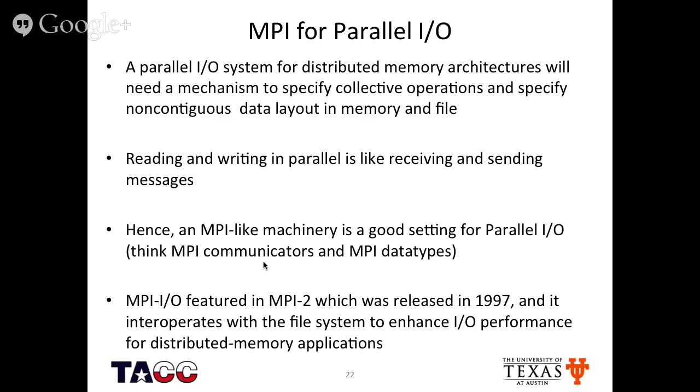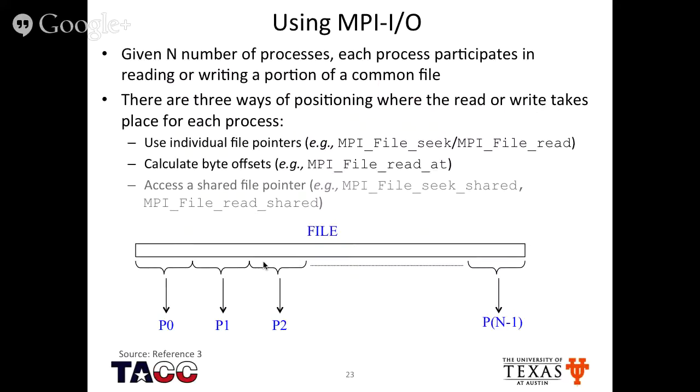But just to give you a background, MPI I/O wasn't a fixture in MPI from the beginning. It was introduced to MPI by the MPI-2 standard in 1997. And it interoperates with the file system to enhance I/O performance for distributed memory applications.